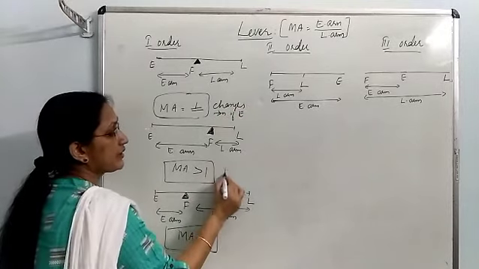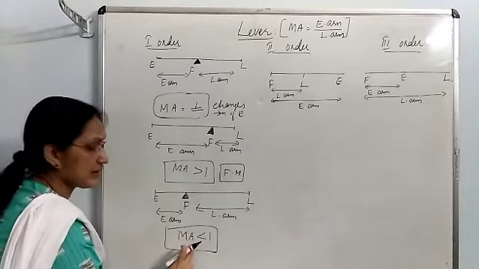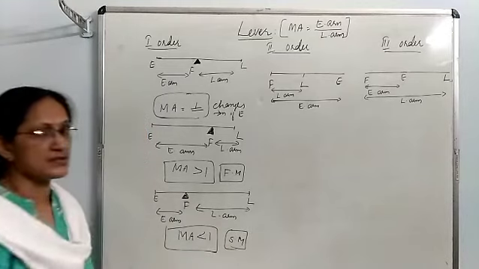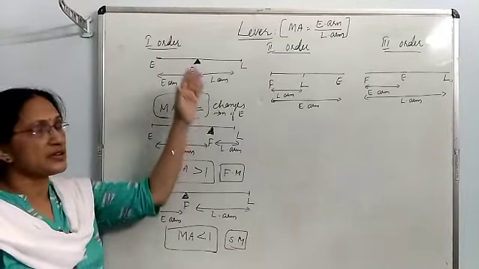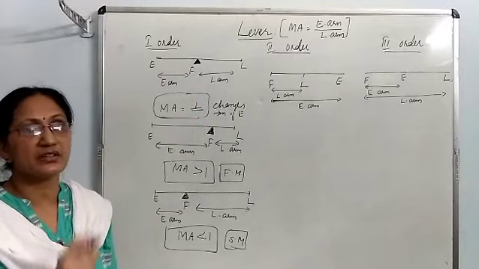Machines having MA greater than 1 are force multiplying machines. Machines having MA less than 1 are speed multiplying machines. So first order levers can have all the three functions. What you have to do is change the fulcrum.